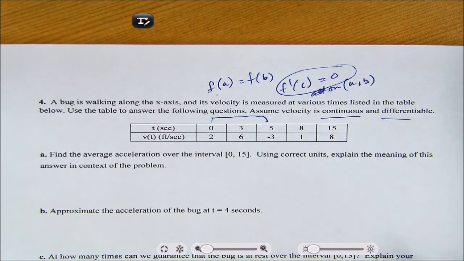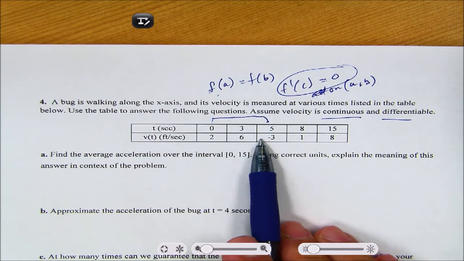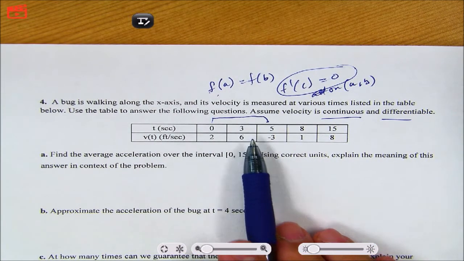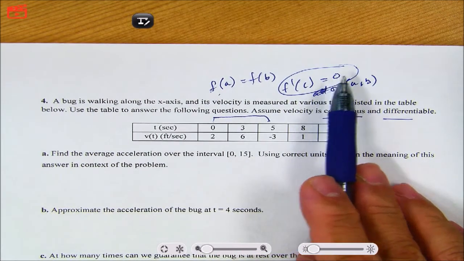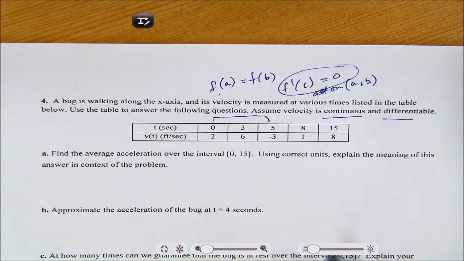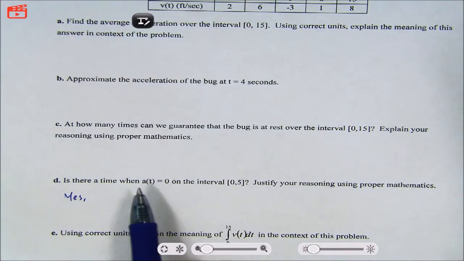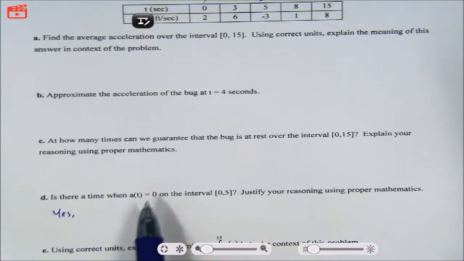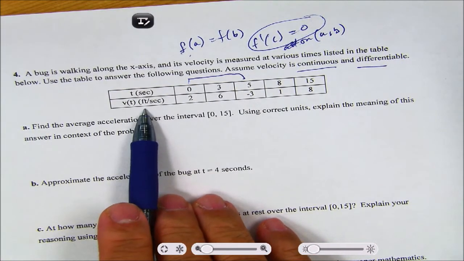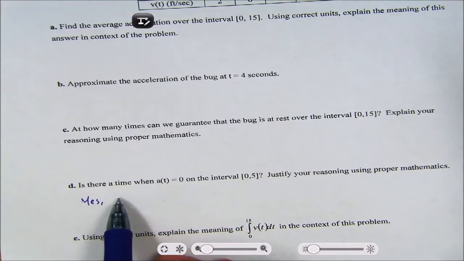So I wouldn't use the Mean Value Theorem because it's a little more difficult to use in this case. Rolle's theorem is the easier one because it guarantees that the slope is 0. And in this example, acceleration is the slope. Remember, acceleration is the slope of velocity. All right.